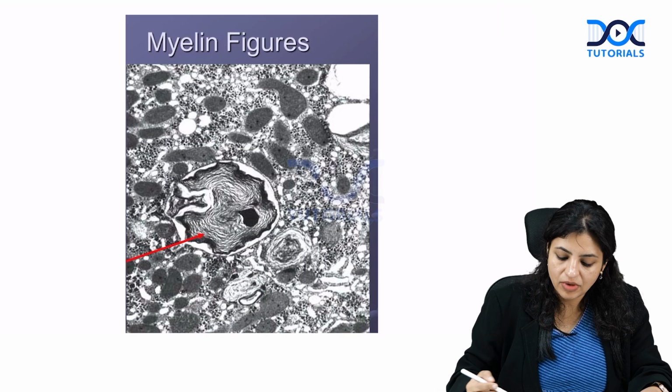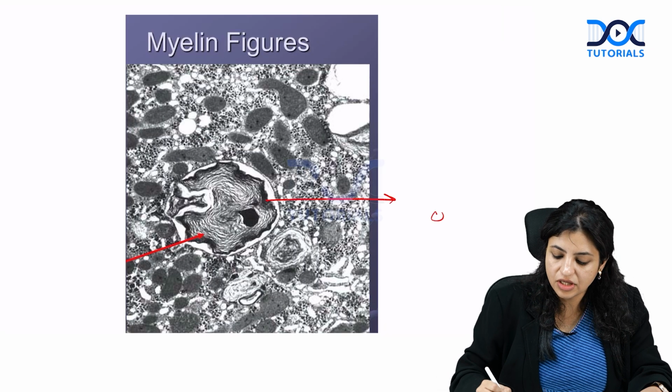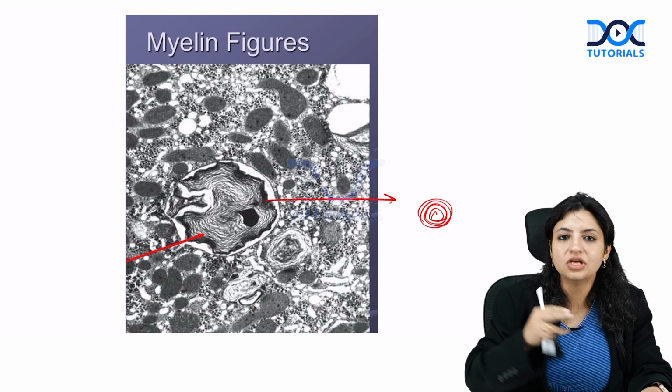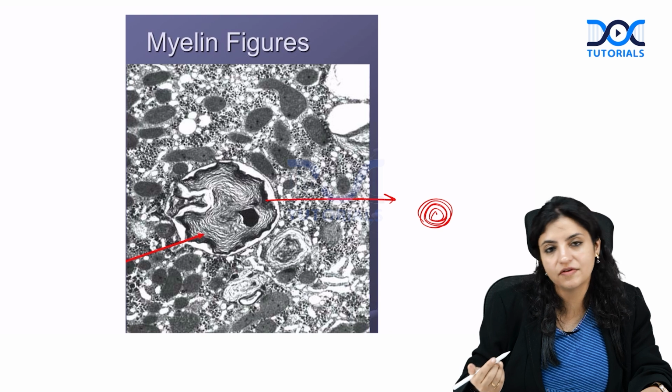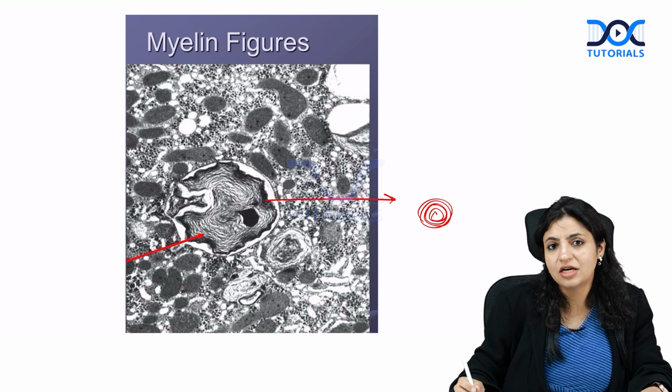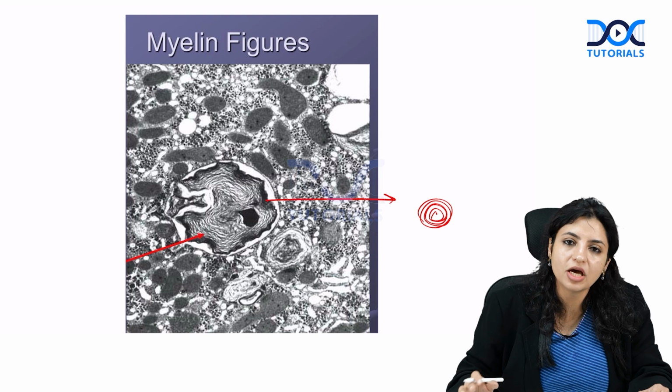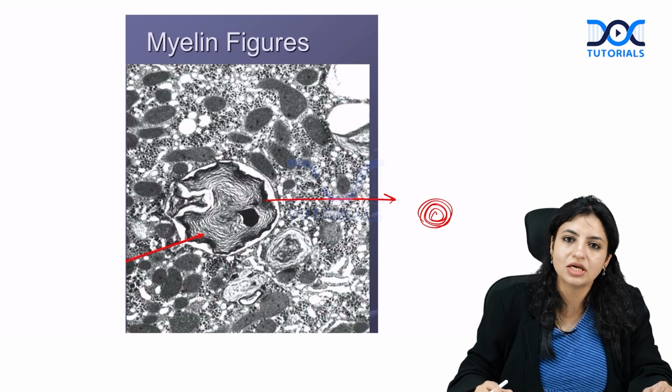And this is the electron microscopy of myelin figures. They are nothing but phospholipid whorls. They appear as if somebody has cut a tree. So these are phospholipid whorls that are very typical here. These are myelin figures. Remember, myelin figures are predominantly seen in irreversible injury, but some of them can even be seen in reversible. So you should be super clear with this.